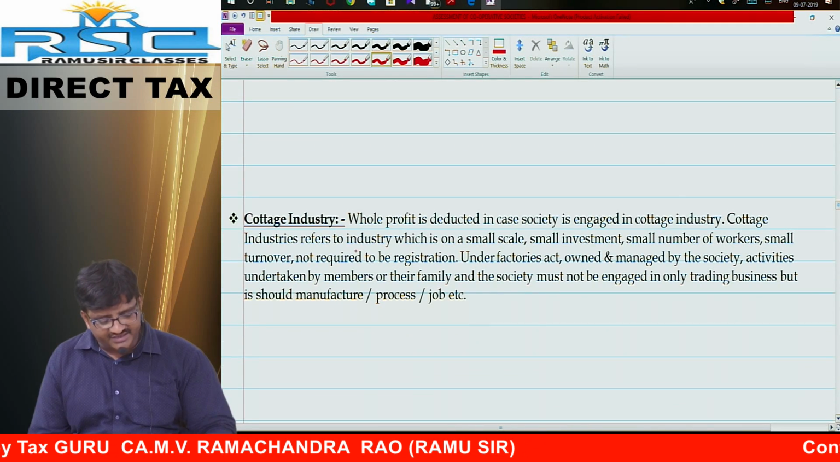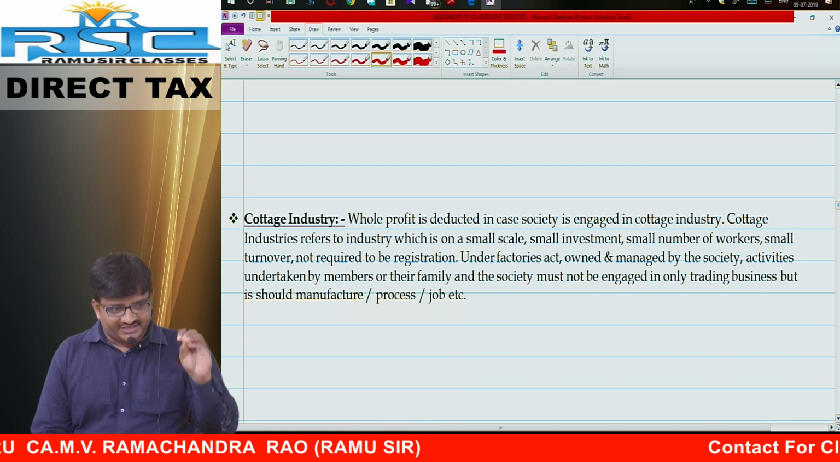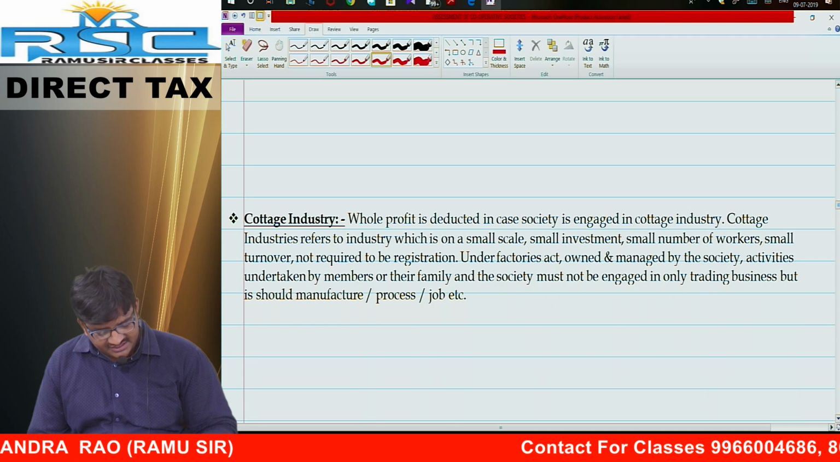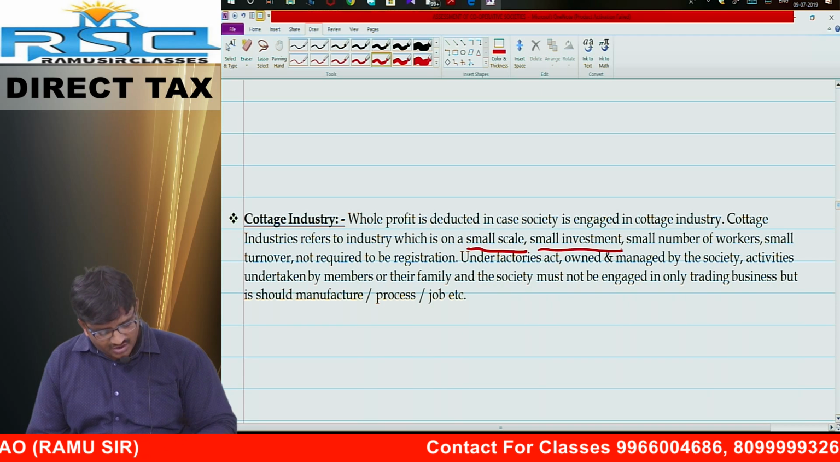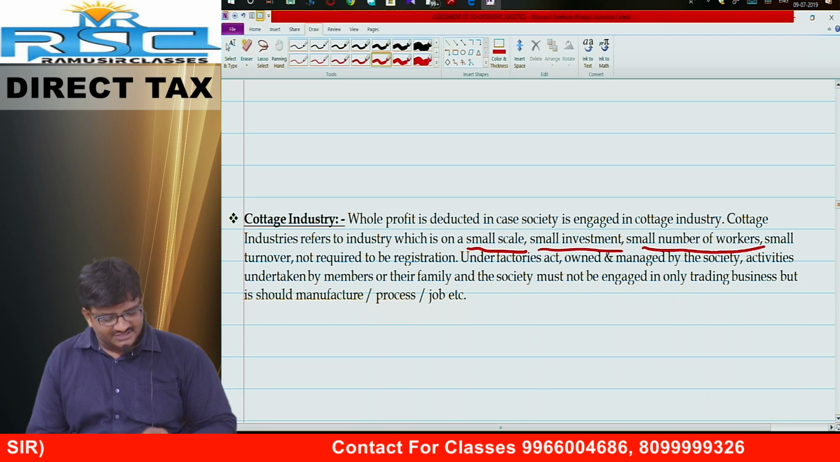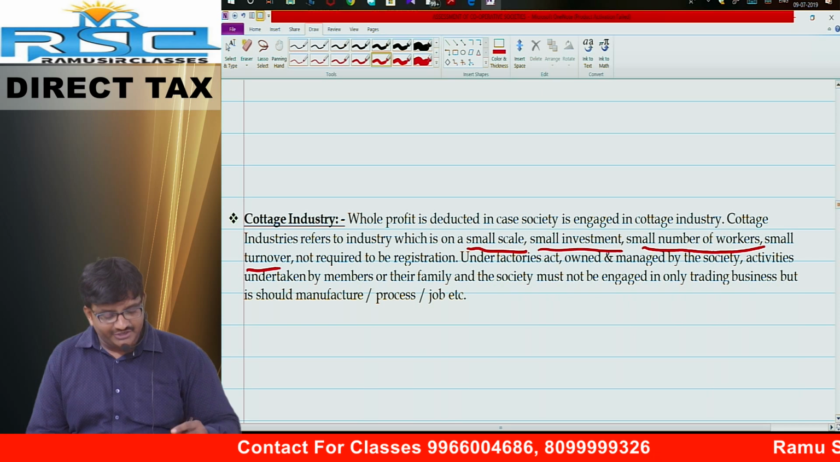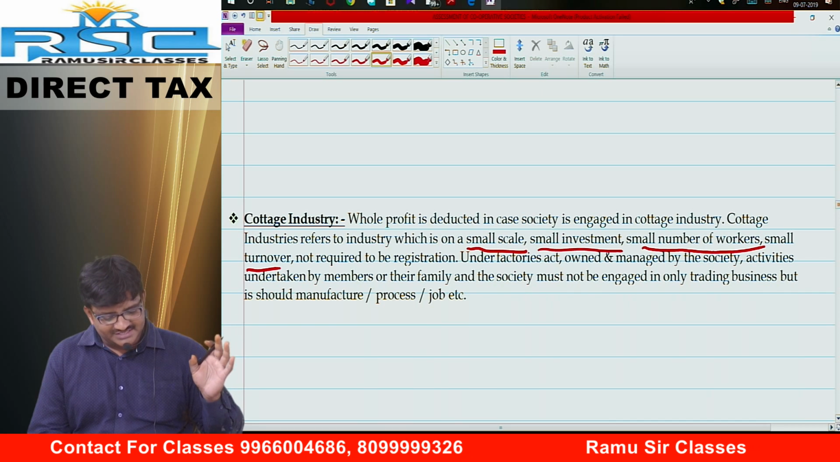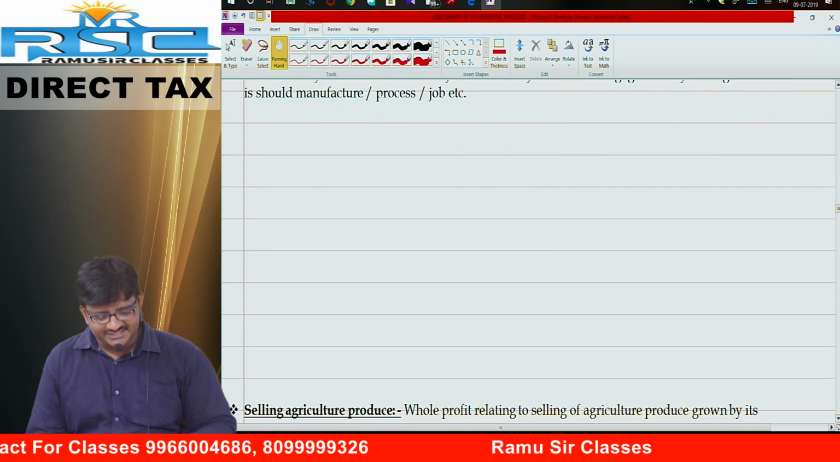Next one, friends, cottage industry. In case of cottage industry, the income of cottage industry is also allowed as deduction. Generally, they have small scale, small investment, small number of workers, small turnover, and do not require huge plant and machinery or much registration process, etc. Cottage industry is also allowed as deduction.